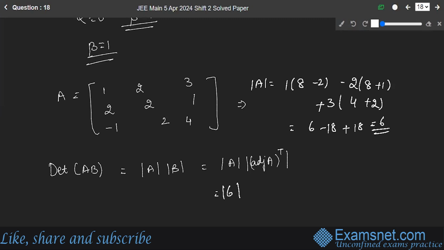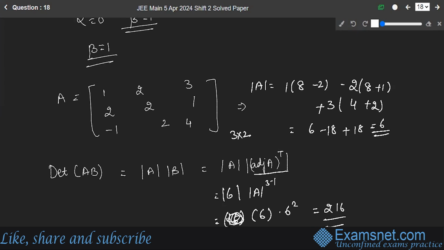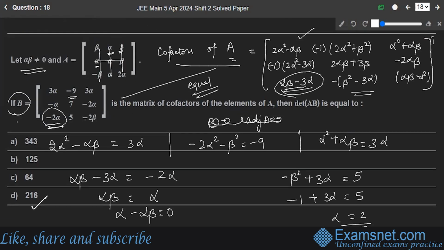And what is the determinant of the adjoint of A transpose? This is a 3 by 3 matrix. This is determinant of A to the power 3 minus 1. So this is 6 into determinant of A, which is equal to 216. So this is the answer to the question, 216. We have the option as the correct answer. Hope you got that. Let's move to the next question.